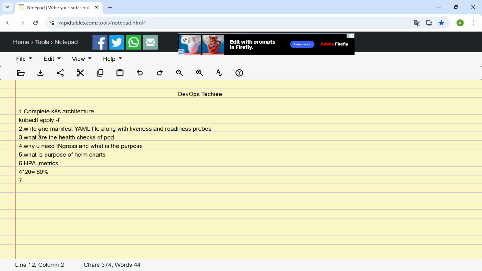As a DevOps engineer, how will you optimize it, how will you utilize it, how will you reduce the cost for this left 80% utilization? These are the expected questions from the interviewer.